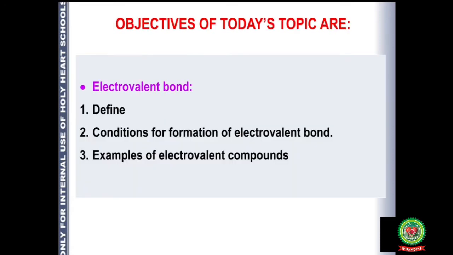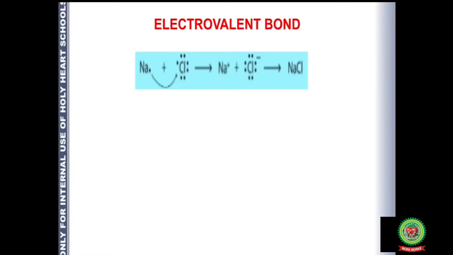In today's class, we are going to discuss electrovalent bond, and in that we will be studying its definition, conditions for its formation and examples of electrovalent compounds. To understand electrovalent bond, let us first take the example of formation of sodium chloride.